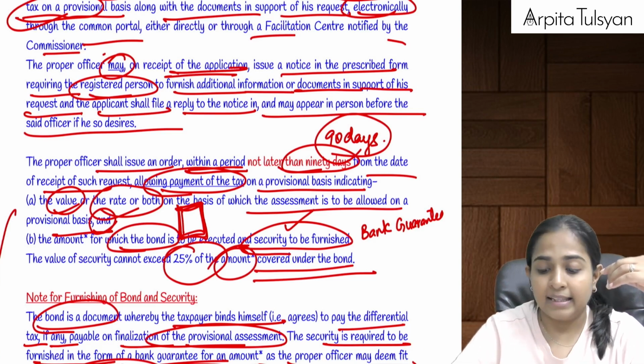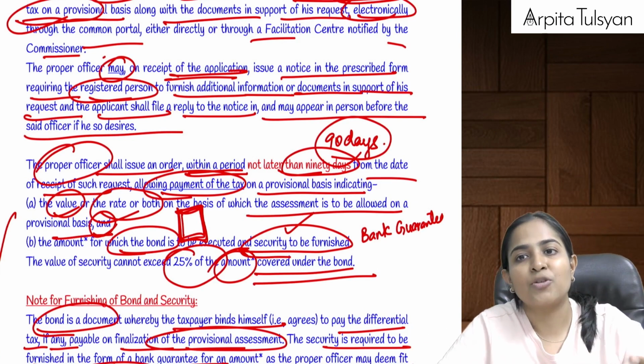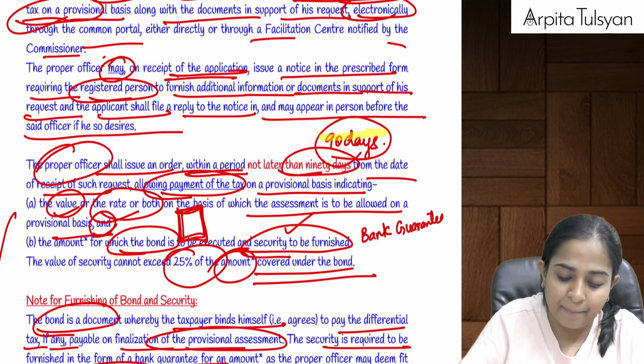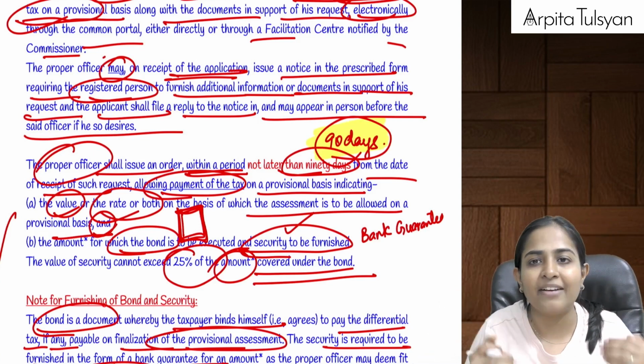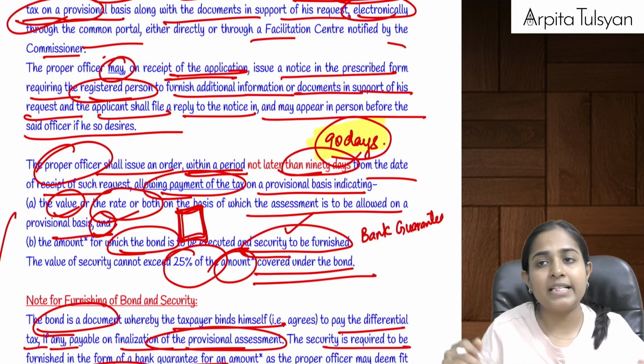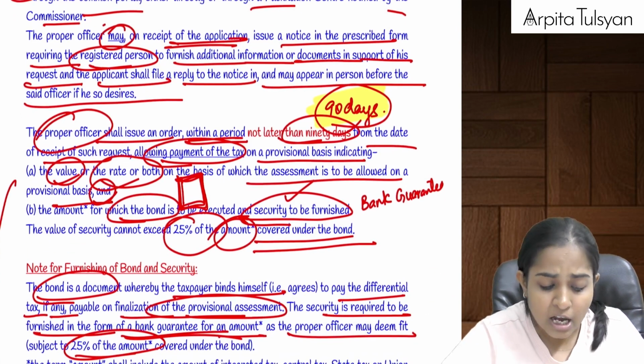And then this order allowing me to pay the taxes has to be passed by the proper officer within a time period of 90 days. Means whenever we request the proper officer, from that day, within 90 days, the request has to be accepted by the proper officer.